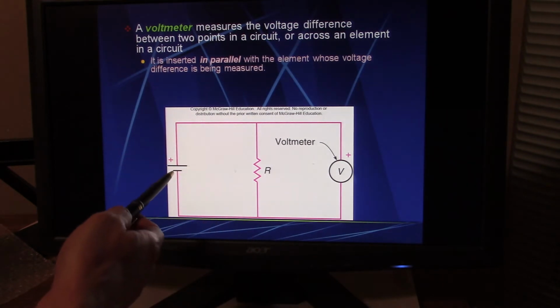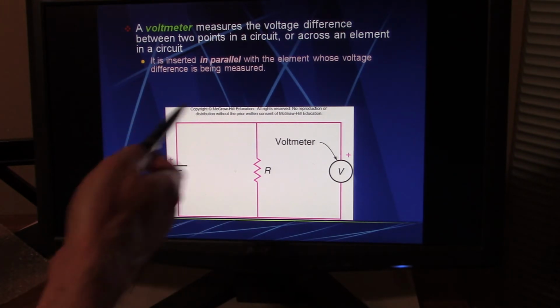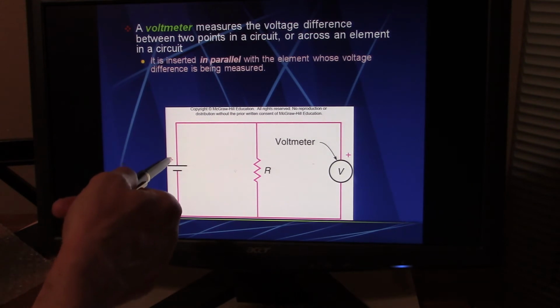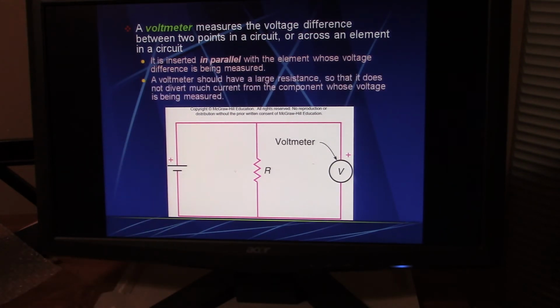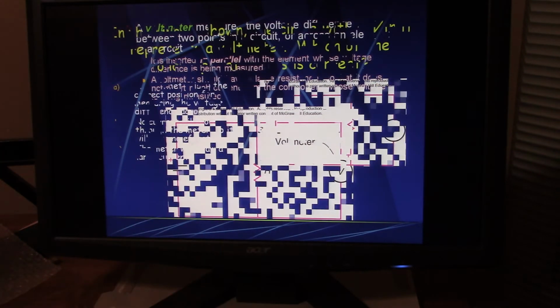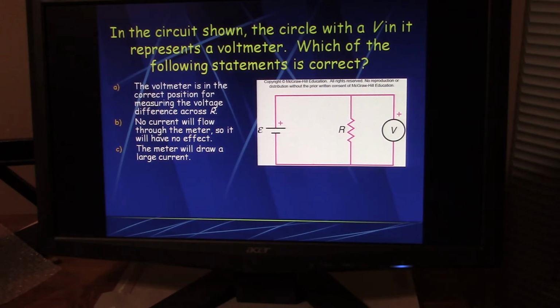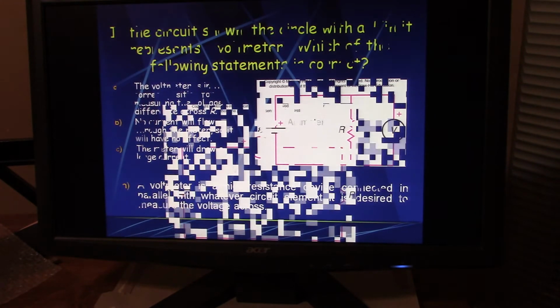Say if it was a 12-volt battery, you want to make sure you're getting 12 volts out. If your battery is dying, maybe you're only getting 10 volts out. Well, it's not going to work anymore. So you just measure across the battery. Okay, let's get through these problems.